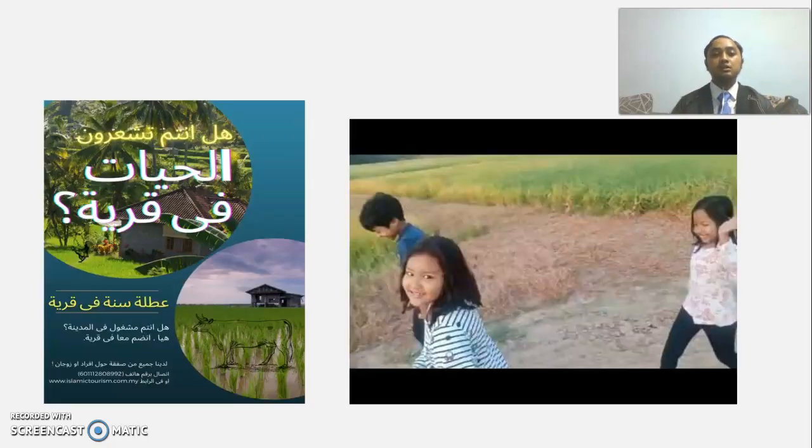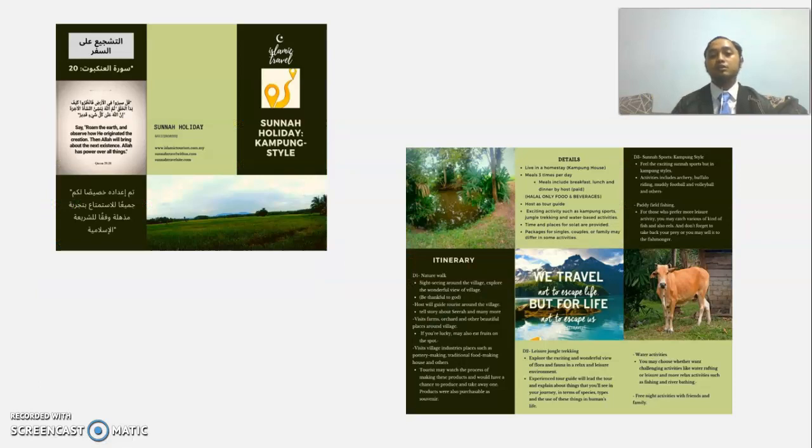So this is the first one, with the Arabic wording here, is our poster, and the second one, the picture, is actually screenshots of our video. The link will be provided in our report. So this is our sample of the brochure.